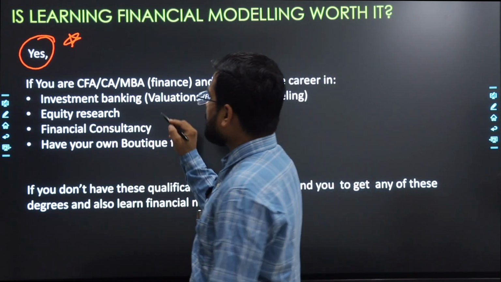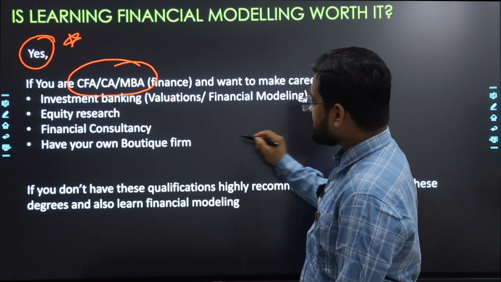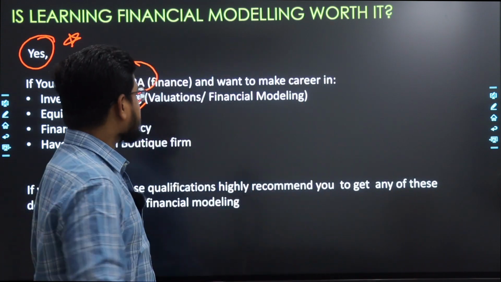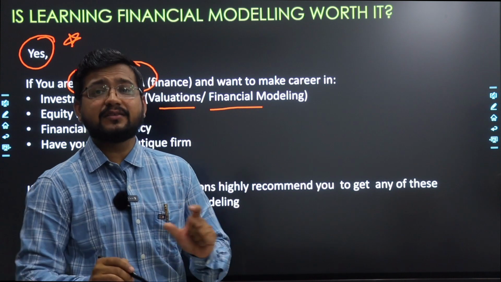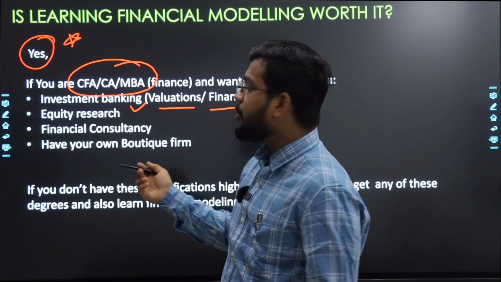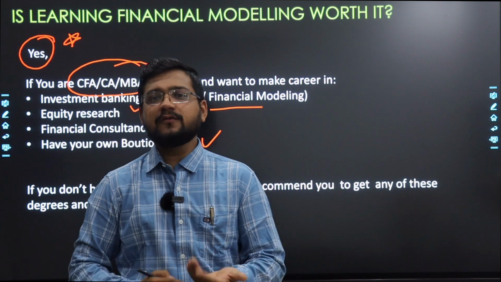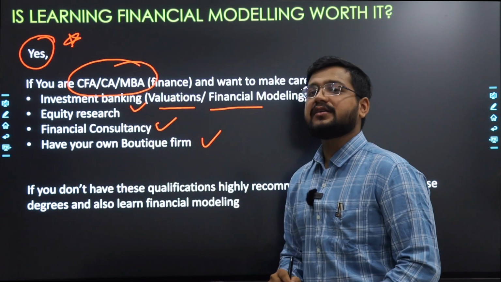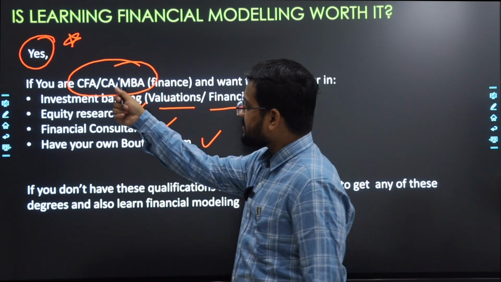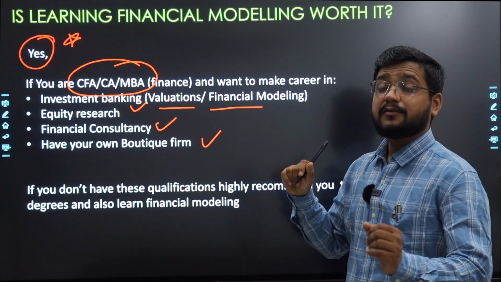Okay. In case you have a qualification like CFA, CA, or MBA in finance, and you want to work in industries like investment banking, and within investment banking also IBD, that is valuations and financial modeling, the deal side of things, then you have to learn financial modeling. Equity research, obviously you have to learn. Financial consultancy too. And in case you want to start your own firm 2, 3, 4 years down the line, learning financial modeling will really help. It helps you to get clients easily. So these are the candidates. In case you have these qualifications and want to make a career in finance, go and learn financial modeling. It will help a lot.